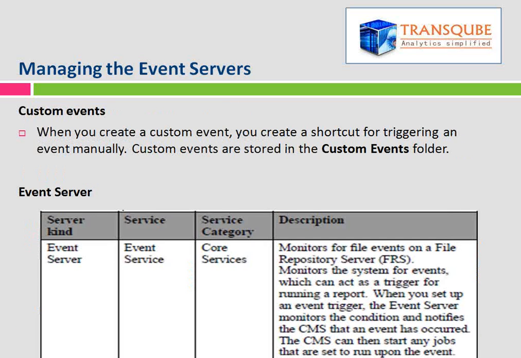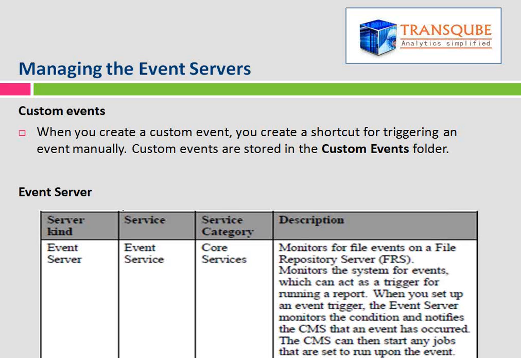Custom events. When you create a custom event, you can also create shortcuts for triggering an event manually. Let's say you create a custom event, it can be a file-based event. You create the file manually in the specified location so that it gets triggered. It's a manual automation. They are stored in the custom events folder, guys. These are the variety of events that exist in the BOE platform, and you have an event server which is designed to manage these events.